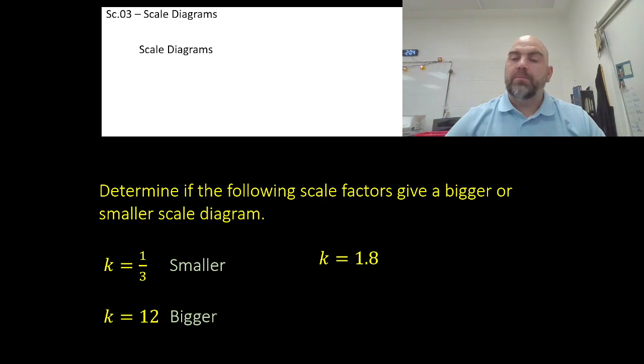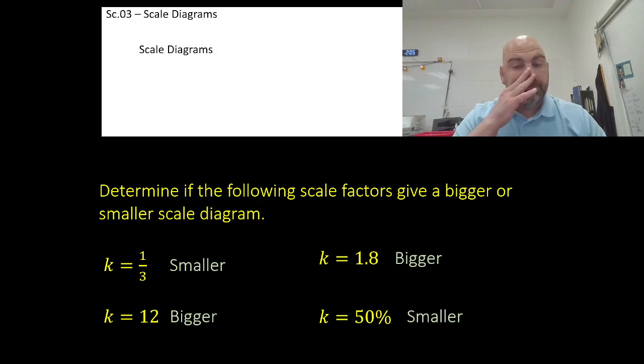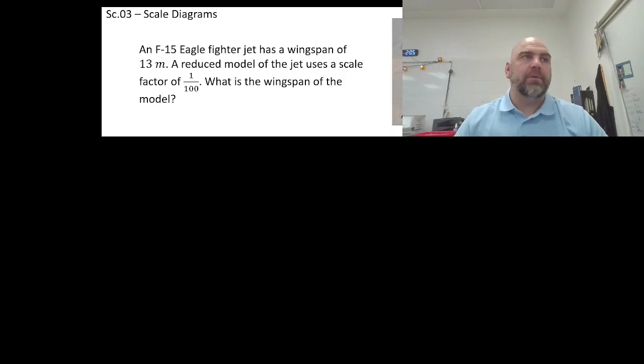Now, what about 1.8? Yes, it's got a decimal, but it's above 1. So in other words, this is still going to be bigger, just a little bit bigger. Not quite double the size, but a little bit bigger. And 50%? Well, 50% is a percentage that is smaller than 1. And so therefore it's going to be smaller, and that is going to be half the size of the original. So that's just something to be aware of and think about.